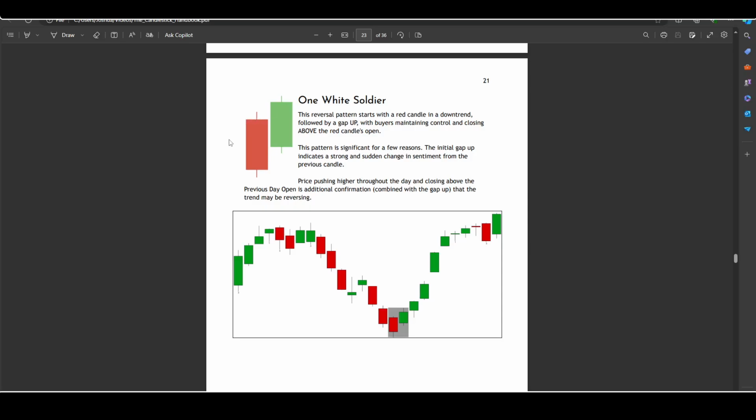This reversal pattern starts with a red candle in a downtrend, followed by a gap up, with buyers maintaining control and closing above the red candle's open. This pattern is significant for a few reasons. The initial gap up indicates a strong and sudden change in sentiment from the previous candle. Price pushing higher throughout the day and closing above the previous day's open is additional confirmation, combined with the gap up, that the trend may be reversing. Not every time, but it may be.